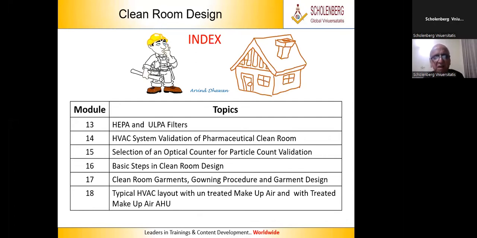Then finally, an animation of a typical layout of a clean room with untreated makeup air and with treated makeup air or air handling unit.